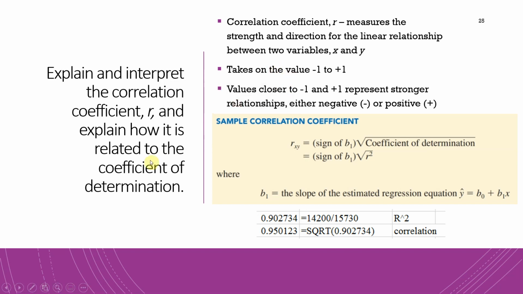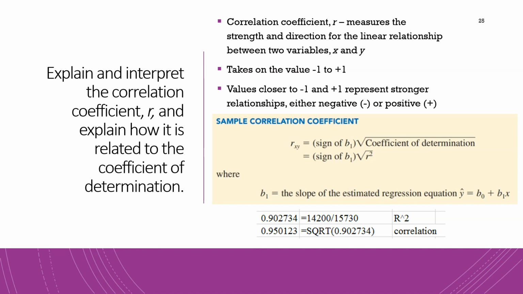Okay, so the next thing we need to understand is the relationship between the correlation coefficient R and the coefficient of determination. So the coefficient of determination is R squared. The correlation coefficient is R. So how do you think they're related? Just take the square root of the coefficient of determination, R squared, and guess what you're going to get? R, the correlation coefficient. That is how they are related.